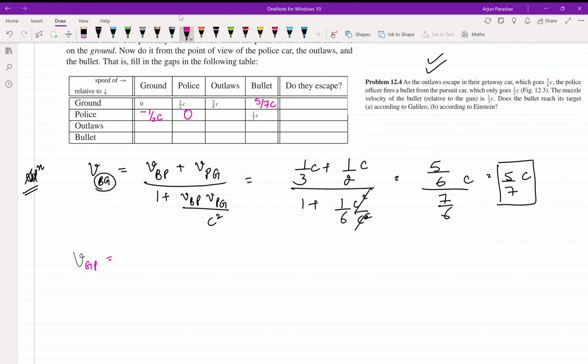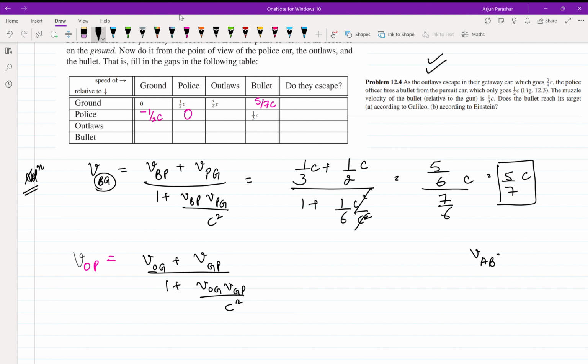Now coming to the speed of the outlaws with respect to the police. So the speed of the outlaws with respect to the police we need to calculate. So the speed of the outlaws with respect to the ground plus the speed of the ground with respect to the police upon 1 plus VOG times VGP upon c square. Remember, you need to calculate the formula. I guess you have read the velocity addition formula?